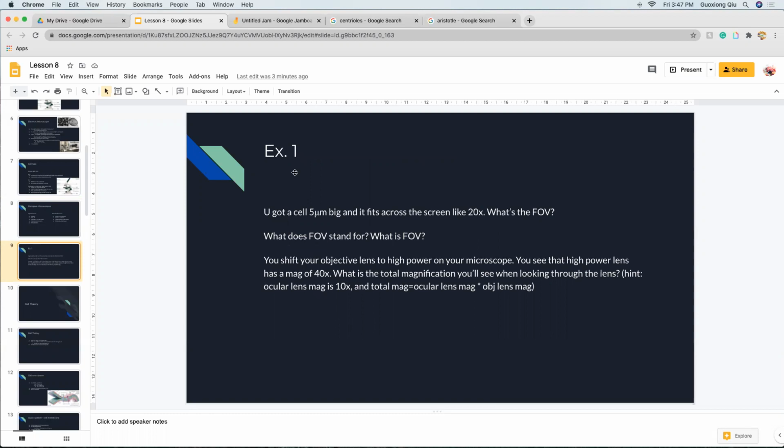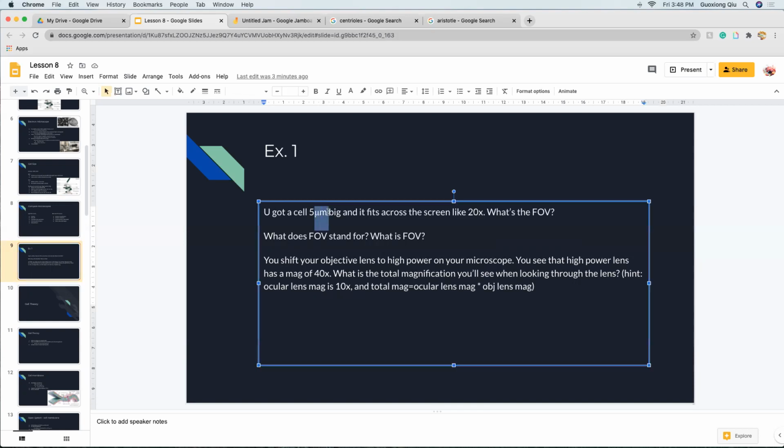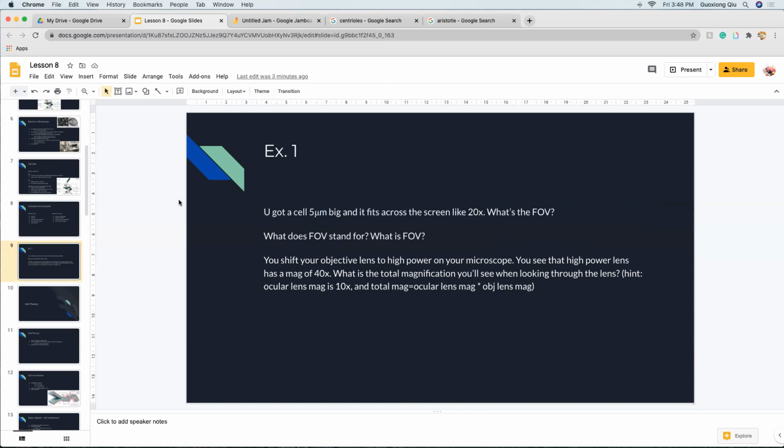Example 1. You have a cell 5 µm. This is the unit for micrometers. You're going to see this unit a lot in grade 10 science and up. So a cell that's 5 micrometers big and it fits across the screen 20 times. What is the FOV? I'll give you guys 20 seconds, for those of you watching from behind the screen, to complete that, and then I'll do the question.